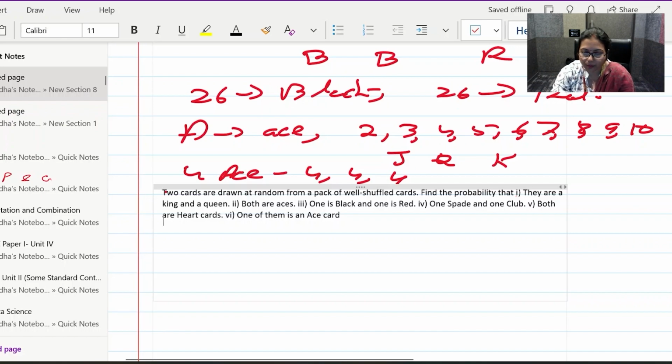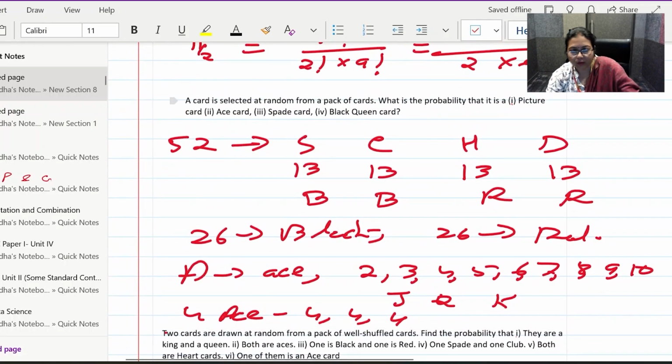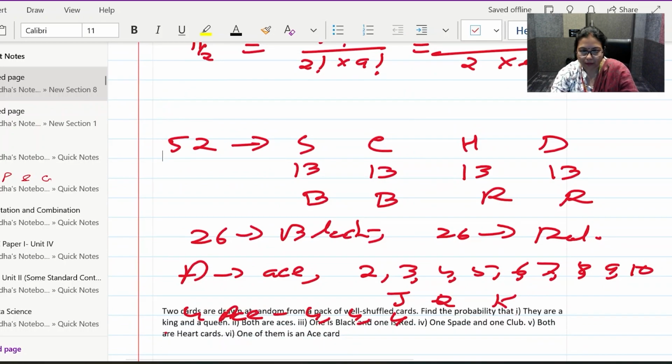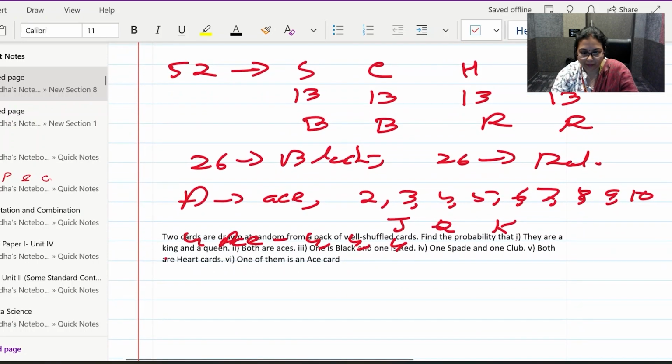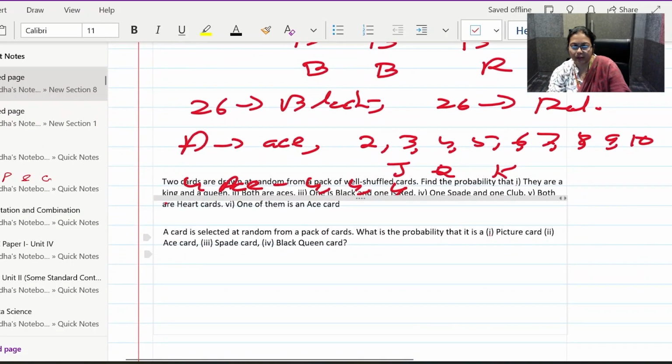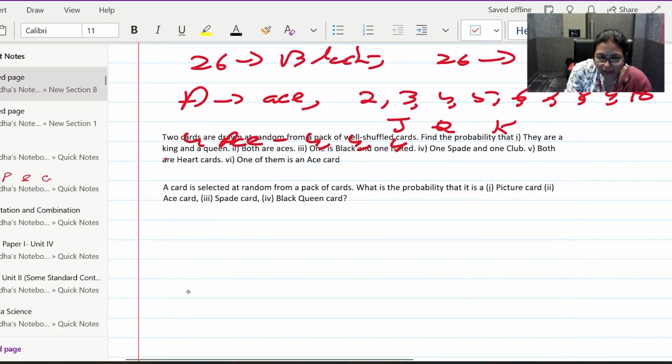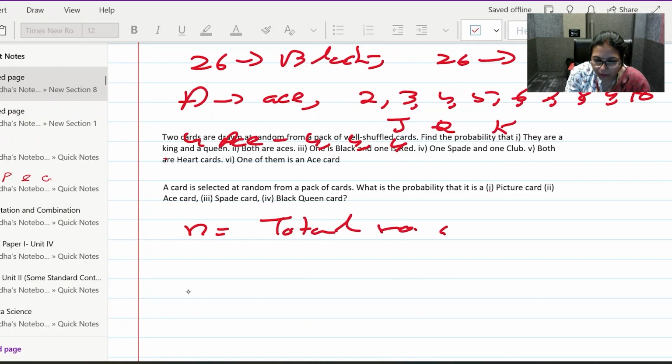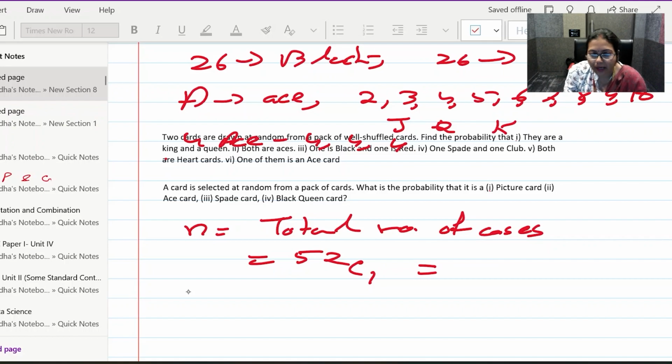Now let us come to the first problem. A card is selected at random from a pack of cards. What is the probability that it is a picture card, ace card, spade card, black queen card? So n equals the total number of cases. How many cards are there? 52. From 52 we are selecting 1, so 52C1 is equal to 52.